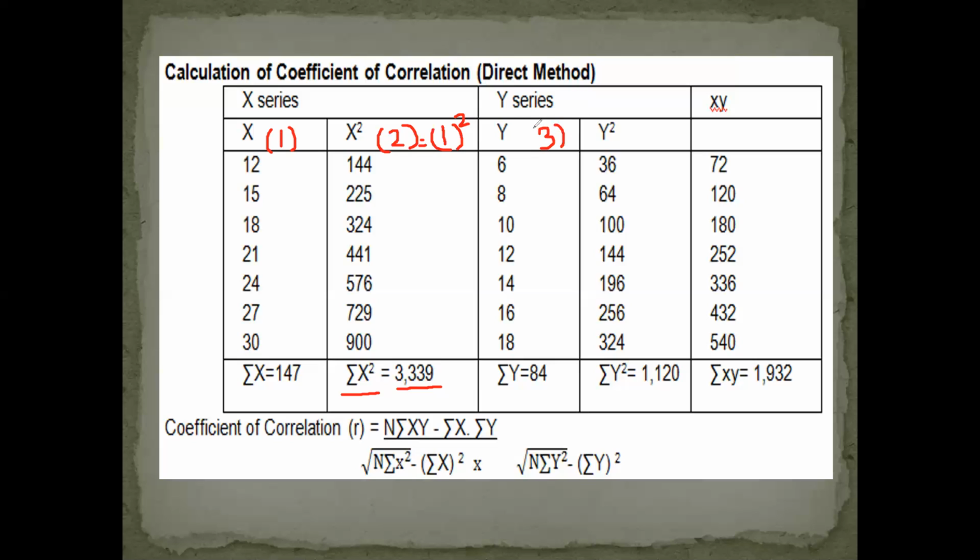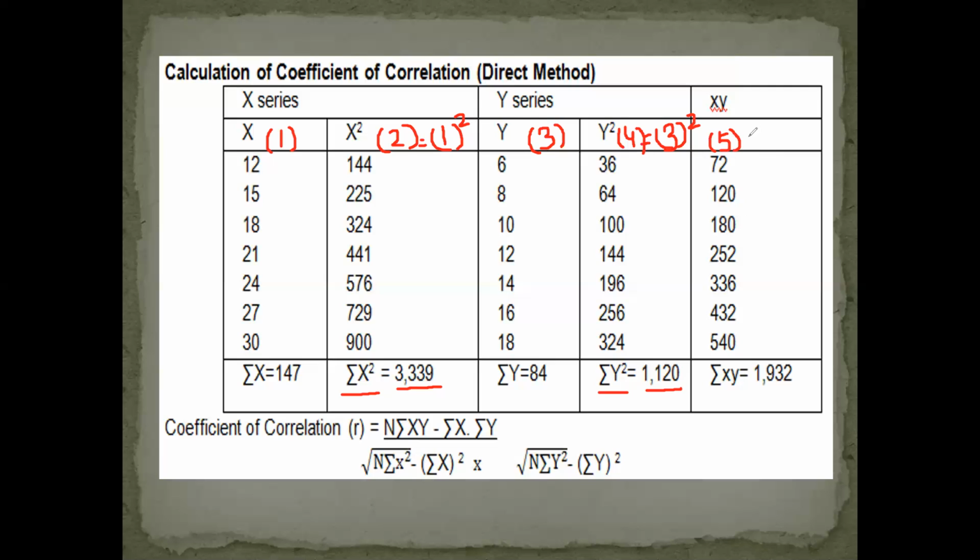Then the third column is your y series. It's given to us. Your fourth column is the square of the third column. We are going to take the square of all the observations given in the third column and represent it as capital Y square. So 6 square is 36, 8 square is 64, 10 square is 100, likewise 18 square is 324. Then we take the summation of Y square, which is 1120.